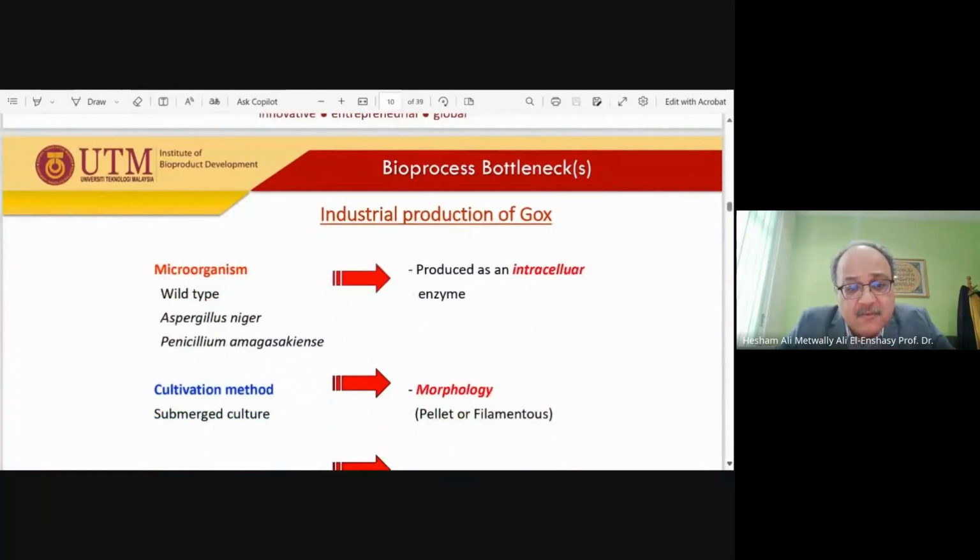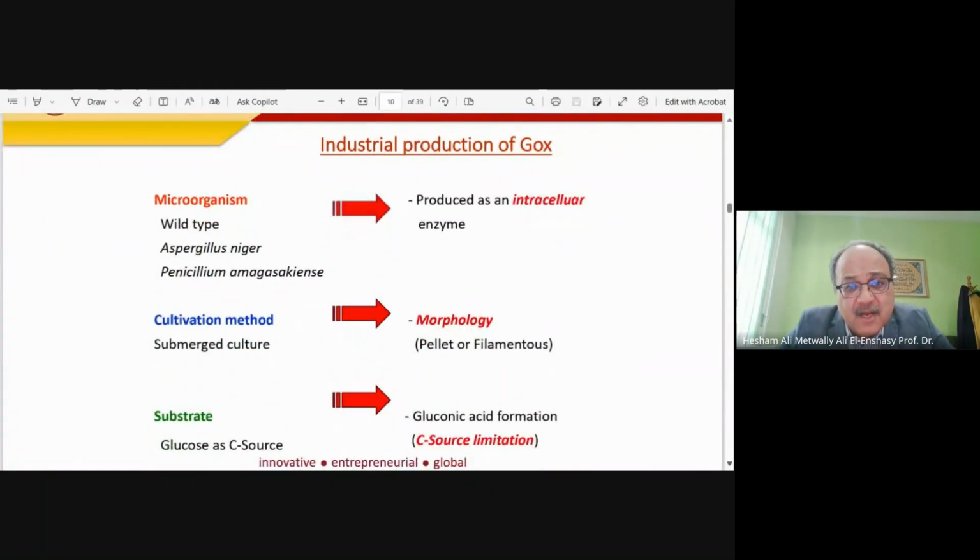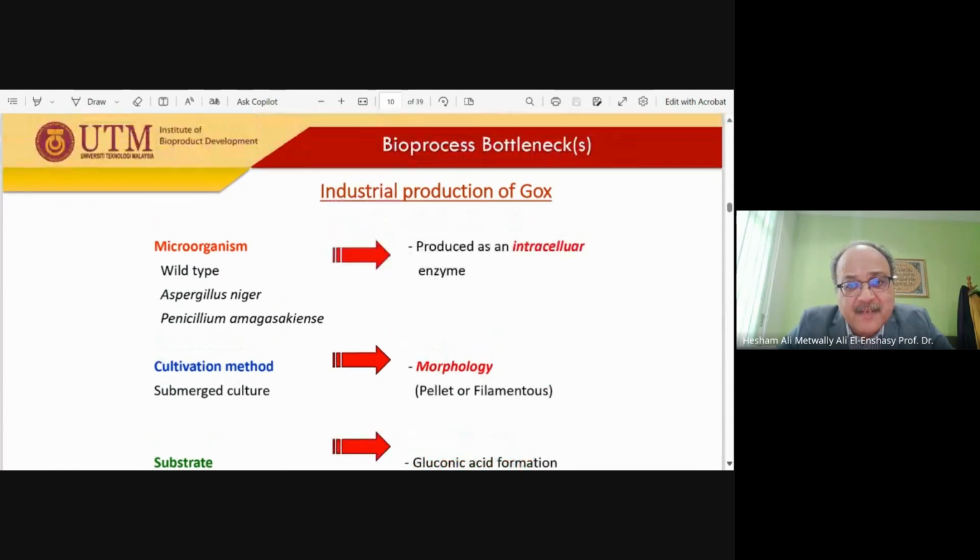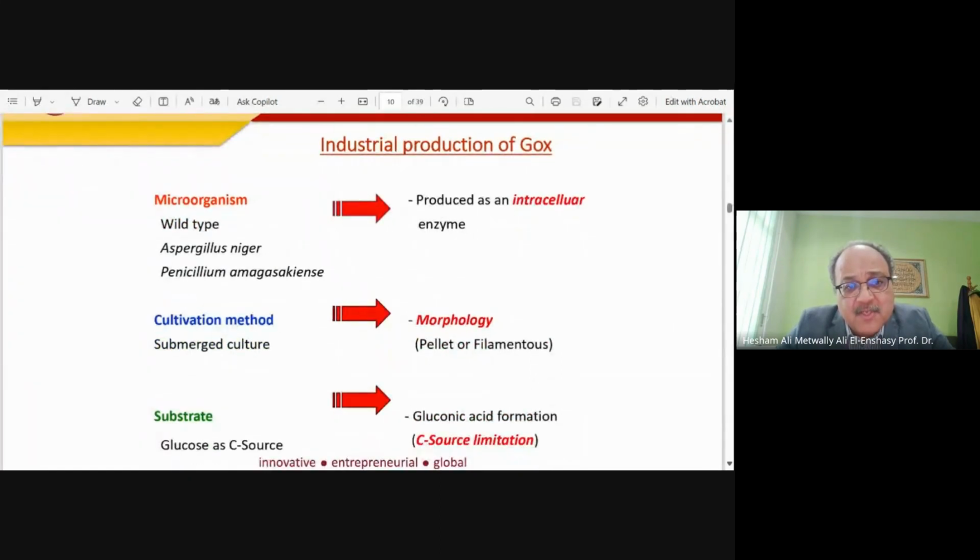But first, we need to understand the process bottlenecks. For example, what factors affect the production? We can come up with 200 factors. But what are the bottlenecks, the main factors? If I can control those, I can reach 90% of the theoretical productivity.